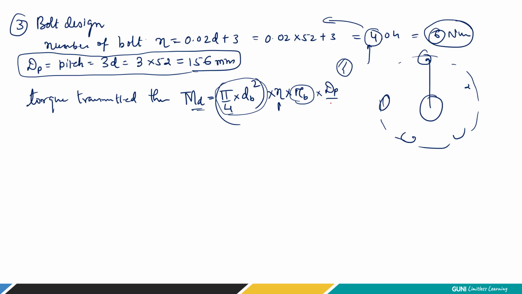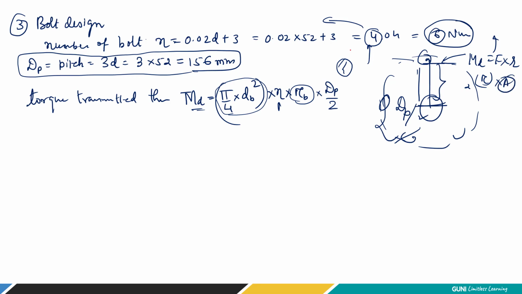We have to consider dP by 2. So this is the distance, right? The whole diameter is the pitch circle diameter, so half of that is this much. On this, we are applying the torque, that is MD, that is force into distance. Force is again shear stress multiplied by the cross-section area. So this is the cross-section area of the number of bolts.